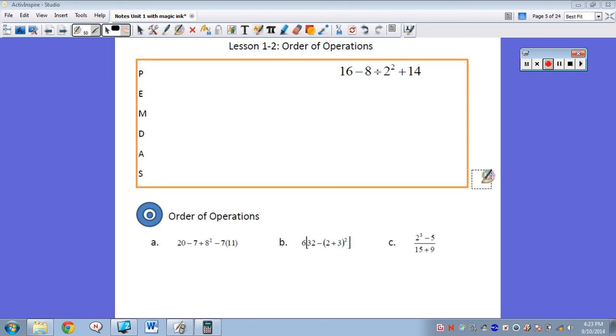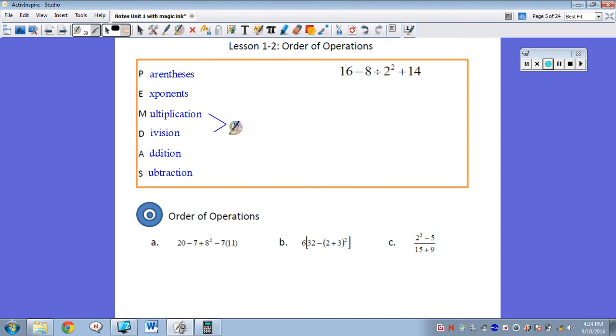Today's lesson is on order of operations and evaluating expressions. In order to do order of operations, if you remember the acronym PEMDAS, P stands for parentheses, E stands for exponents, M stands for multiplication, D stands for division, A stands for addition, and S stands for subtraction. This is the order in which you would do your operations.